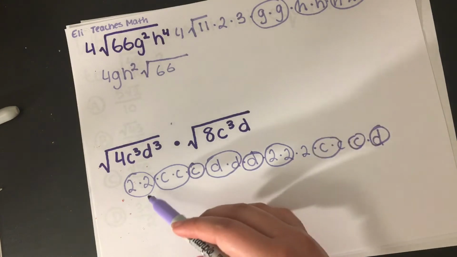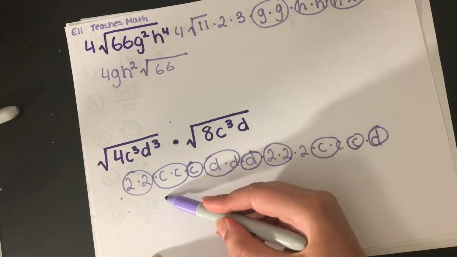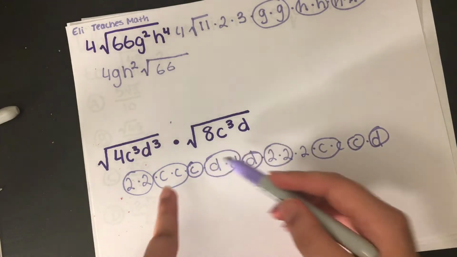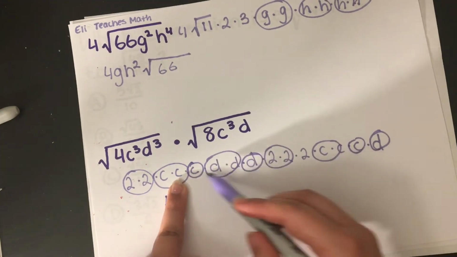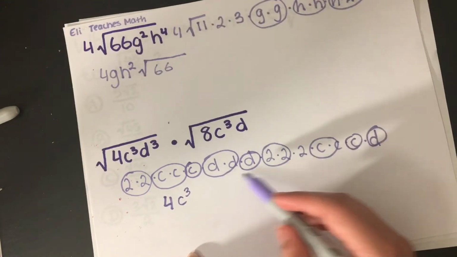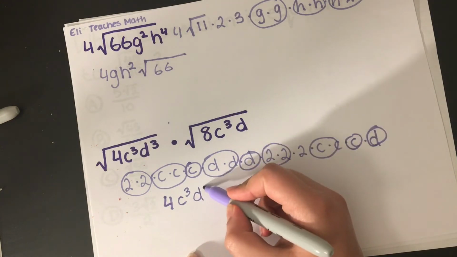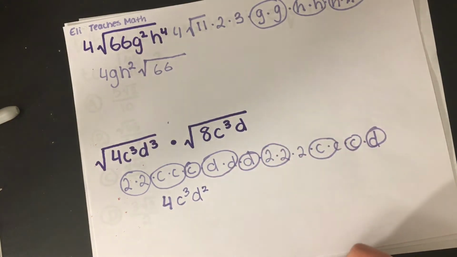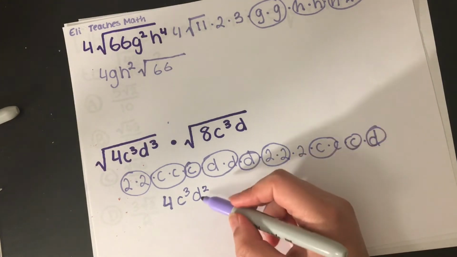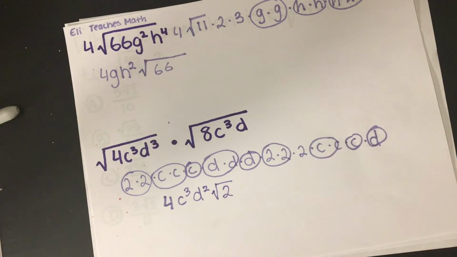So it's going to be 2 times 2 is 4. Then we have 3 sets of c's, so c to the third power. Then we have 2 sets of d's, so d to the second power. And we have a remainder of 2 left, the square root of 2. So it's going to be 4 c to the third d squared times the square root of 2.